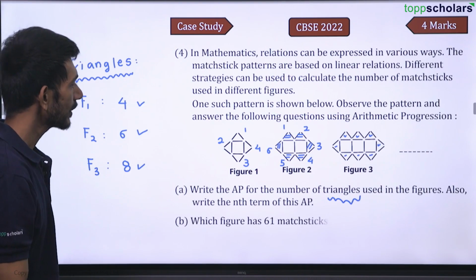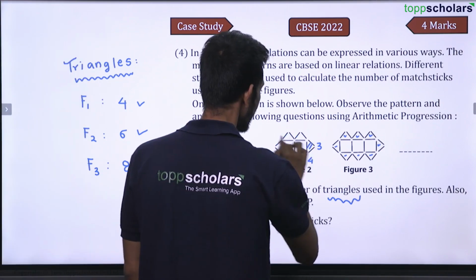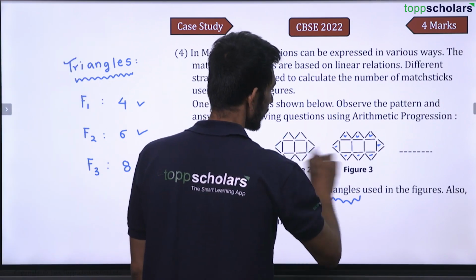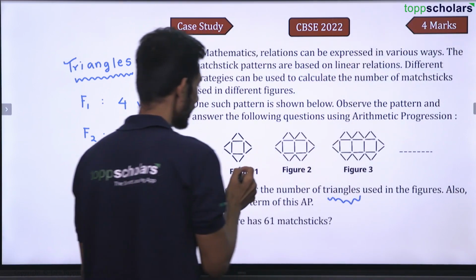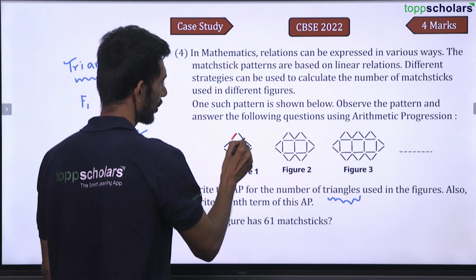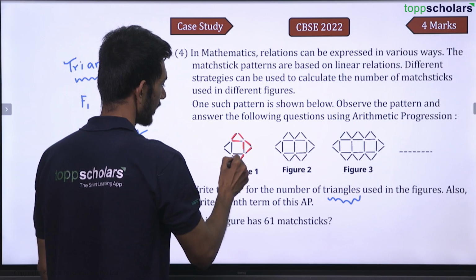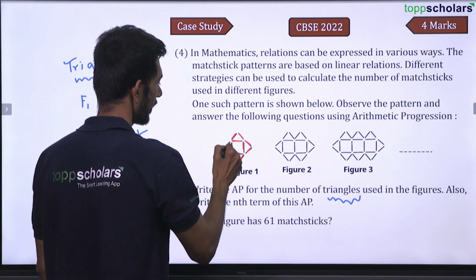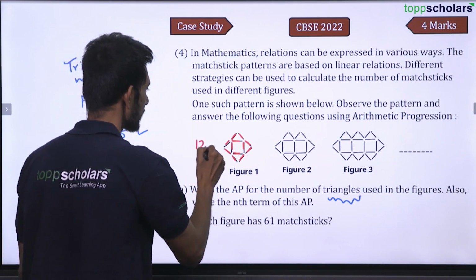Easy. So the question says which figure has 61 matchsticks. So if you see here, they're talking about a number of matchsticks. So how many matchsticks are here? 1, 2, 3, 4, 5, 6, 7, 8, 9, 10, 11, 12. Right? Can I say this has 12 matchsticks?